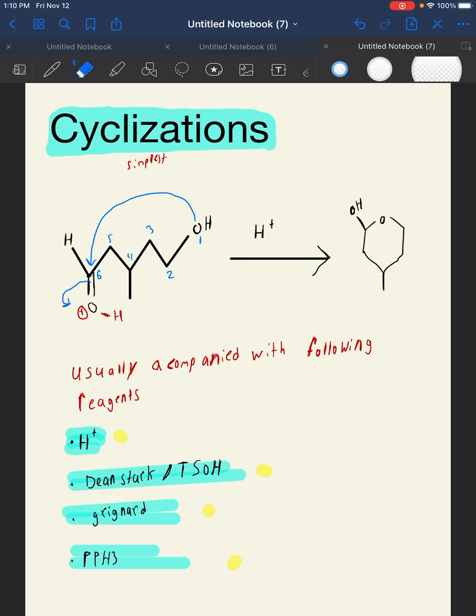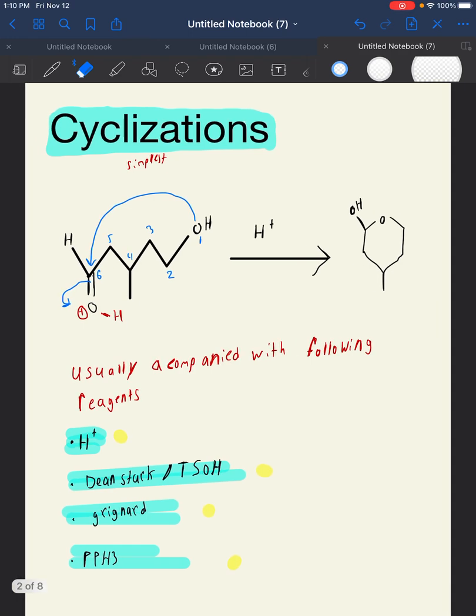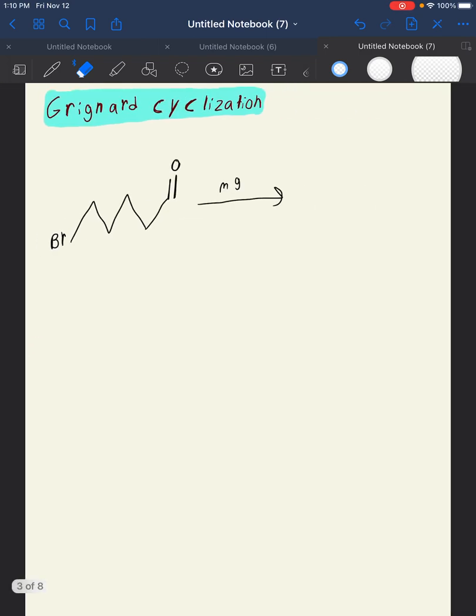There are actually 4 ways to form cyclic products: the H plus way, which I just showed you, the Dean-Stark way, the Grignard, and the PPh3, and we'll go through each of those real quick. So the Grignard cyclization. If you watched my previous video, you understand how Grignard reagents react with molecules and the mechanisms behind that, so we're not going to go through that, but we are going to look at the cyclizations that occur with Grignard reagents. So how does this occur? Well, the first step is when you react this with Mg, of course.